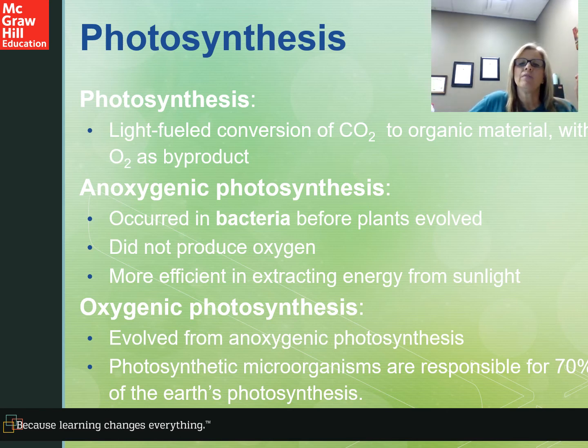Okay, so at first it was not producing oxygen, but later on the process changed to one that produced oxygen. So anoxygenic photosynthesis occurred in bacteria before plants evolved, did not produce oxygen, but it was much more efficient in extracting energy from the sunlight. And then a few million years later, which sounds like a lot, but really if you look at evolutionary time, it's not. It evolved from that process and became one that actually produced oxygen, which provided a landscape, not literally, but figuratively, that we could survive in.